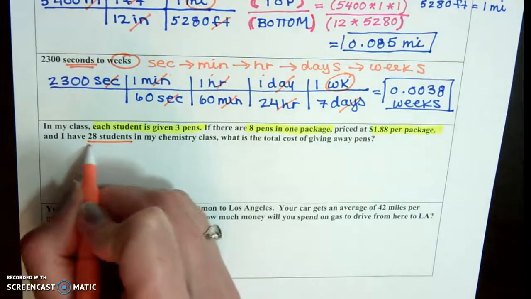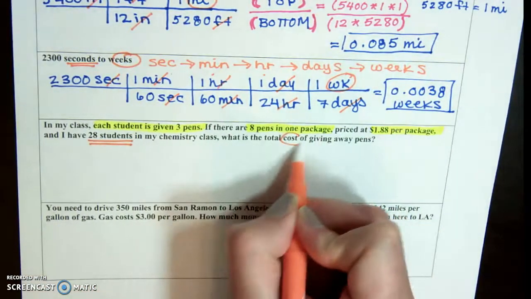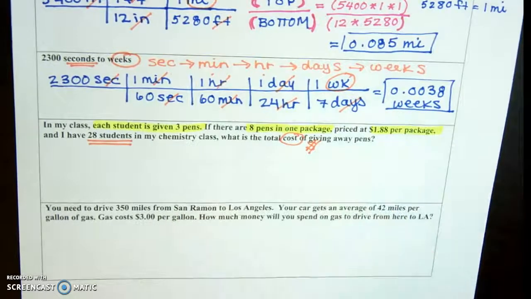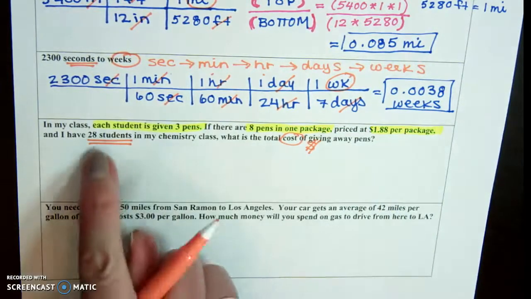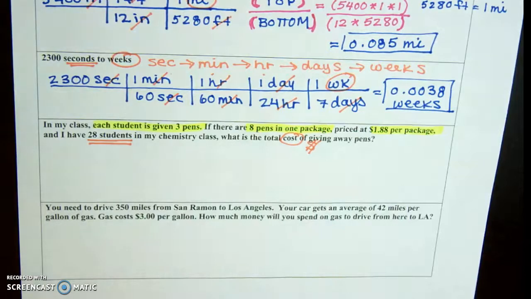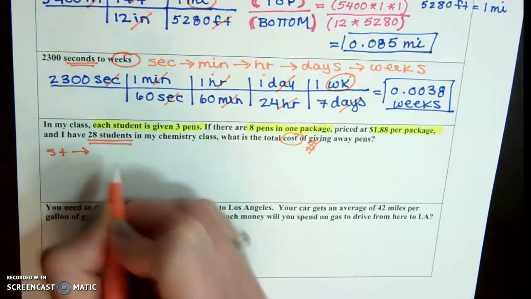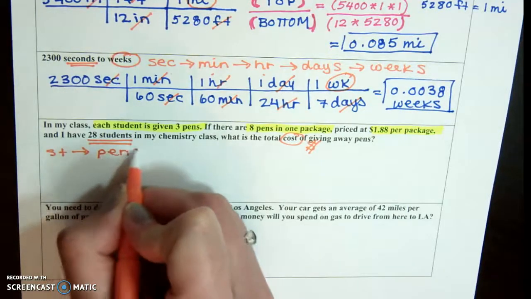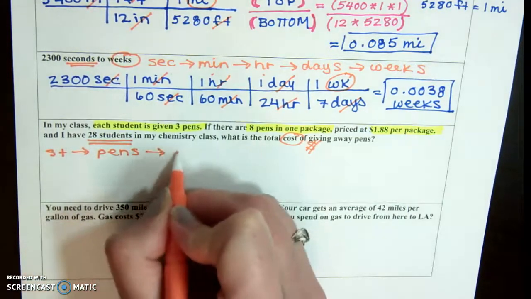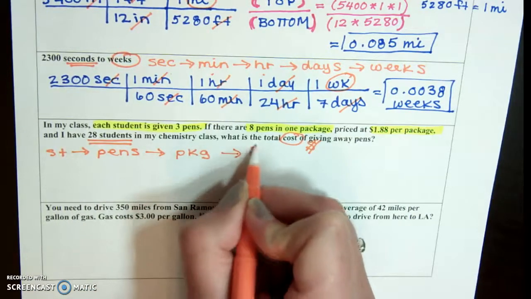That's my starting value. And what I'm solving for is the total cost, and cost is going to be in dollars. Sometimes finding the starting and ending values can be tricky. That might sometimes be the hardest part. My pathway is going to go students to pens, pens to packages, and packages to cost.